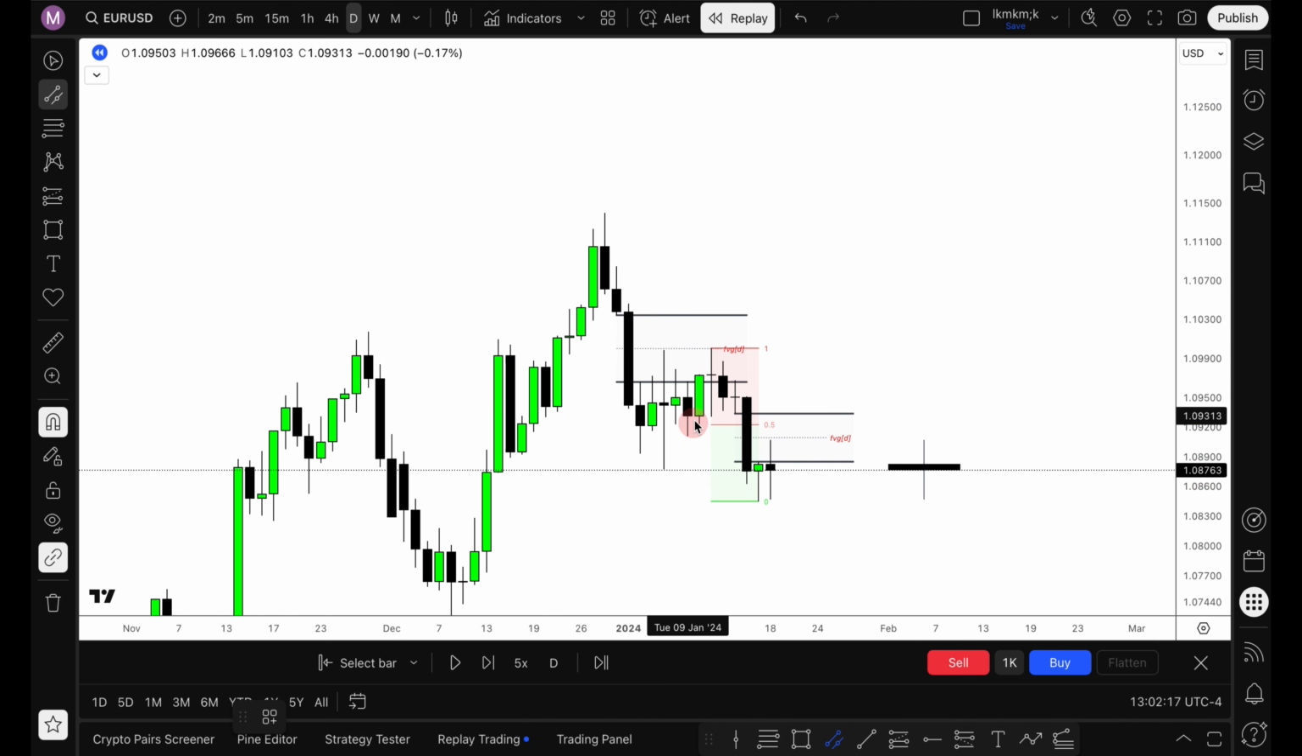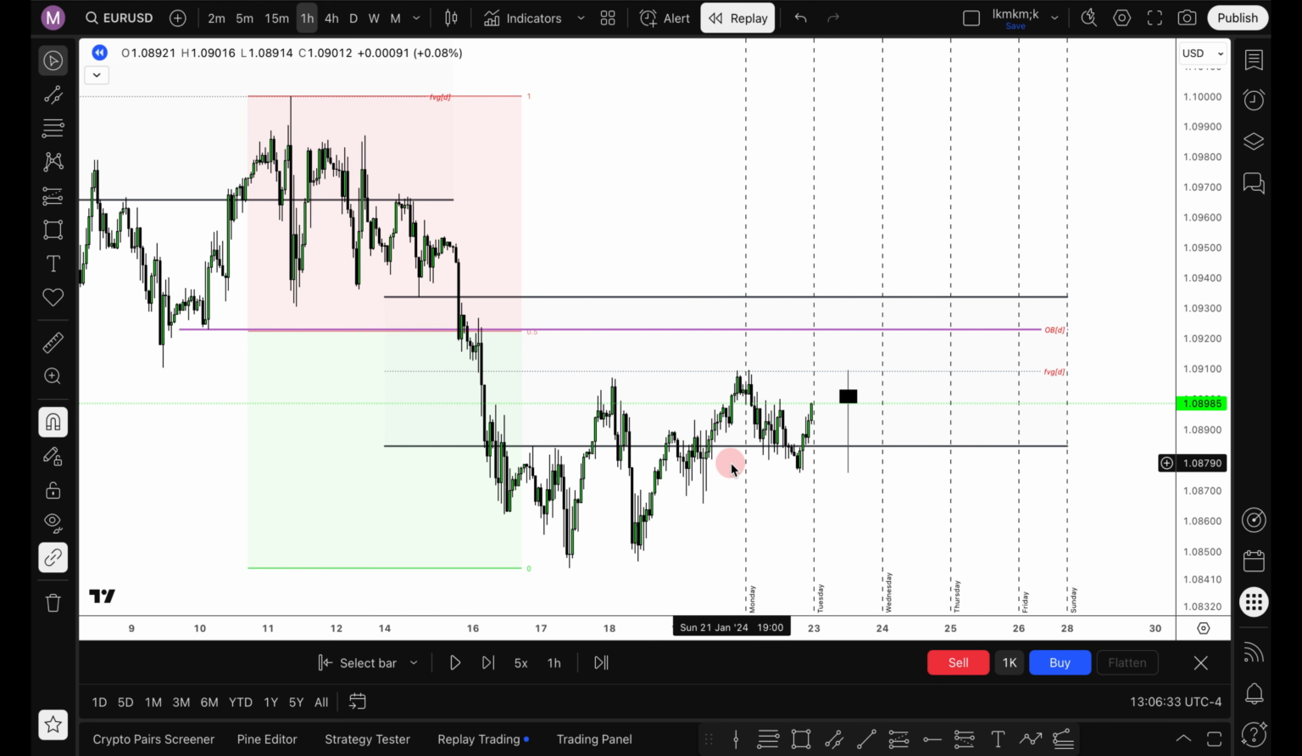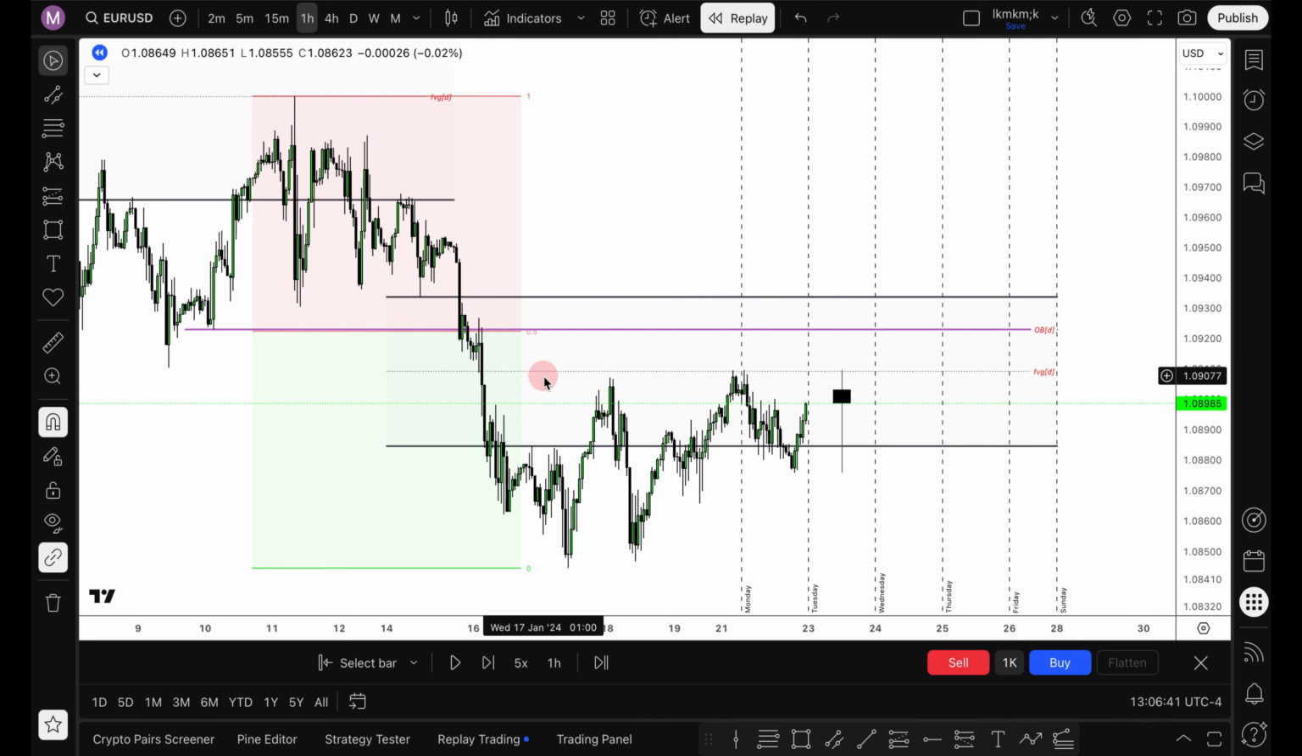And we have this daily order block as well that we could use. So we've got the fair value gap and order block. Now moving on to the hourly time frame. Now we want price to move into the premium area of the range that we marked out on the daily time frame. So here we have the daily fair value gap, and then we have the daily order block.